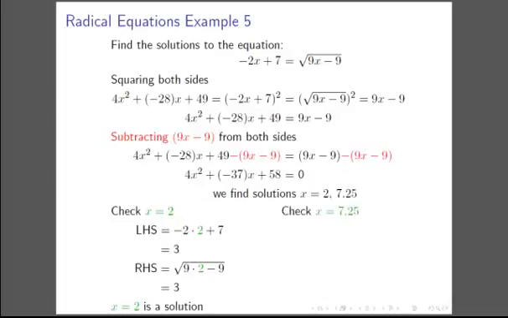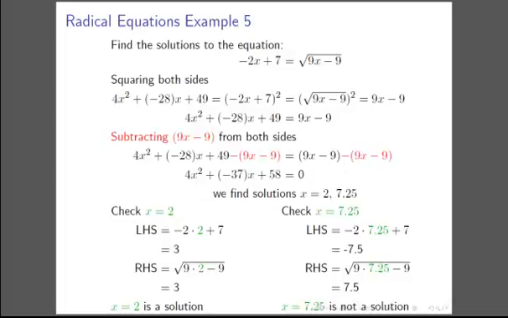Checking x equals 7.25, on the left-hand side, we have negative 2 times 7.25 plus 7, which is negative 14.5 plus 7, which is negative 7.5. On the right-hand side, we have the square root of 9 times 7.25 minus 9. Doing out the arithmetic, we get that this equals 7.5. Since the left-hand side is different from the right-hand side, we get that x equals 7.25 is not a solution.